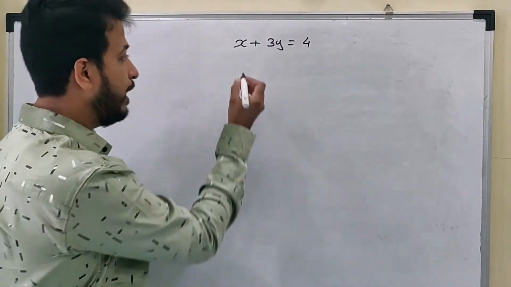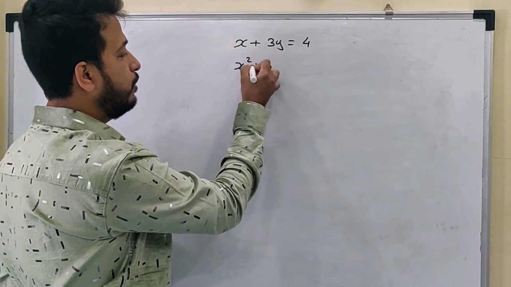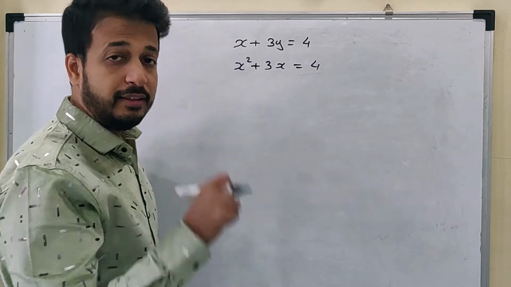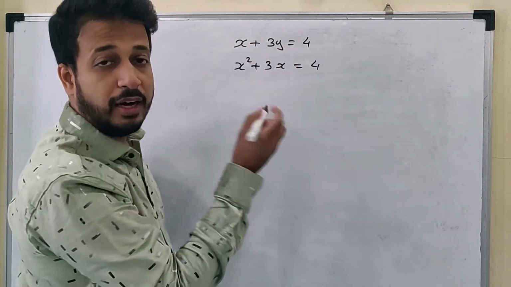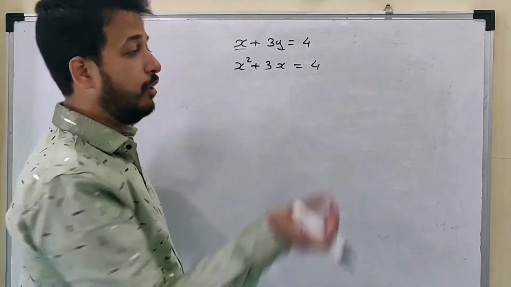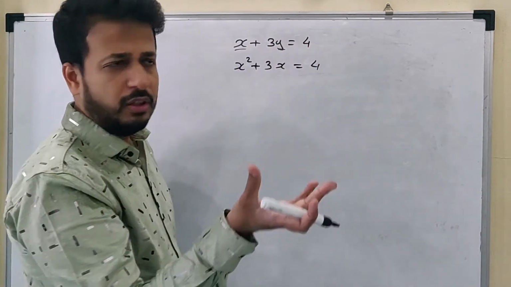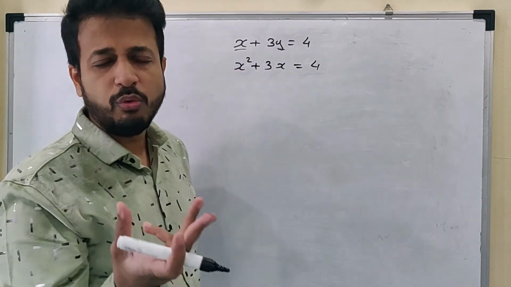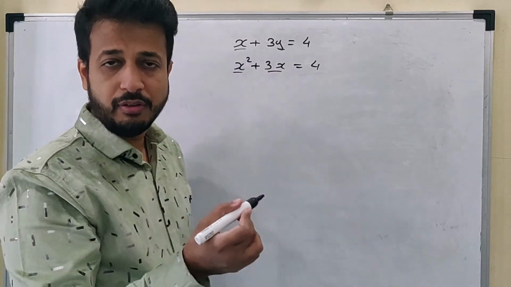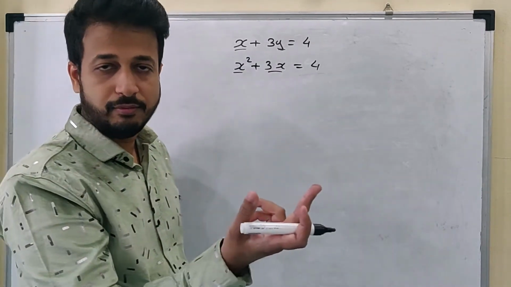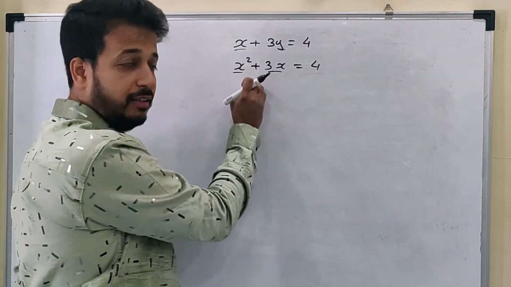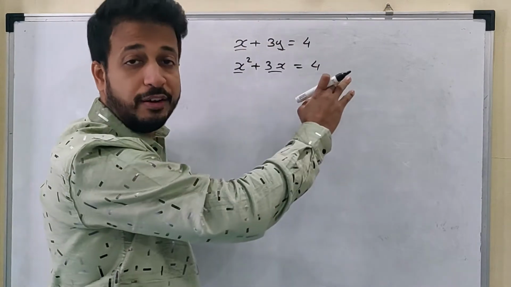You can also have an equation like x squared plus 3x is equal to 4. Correct? Now in the above equation, I have to find the values of x and y, so that my answer is 4. There can be one or two values, not more than that. This is a quadratic equation. Here you will have two values of x, and if I put the values of x in this, my LHS becomes equal to RHS.